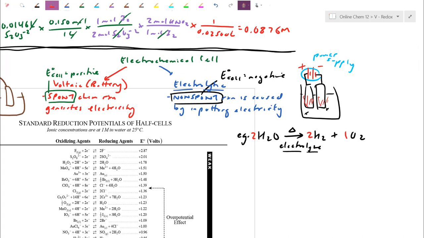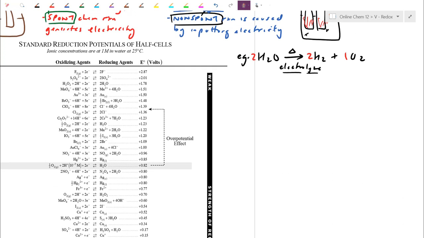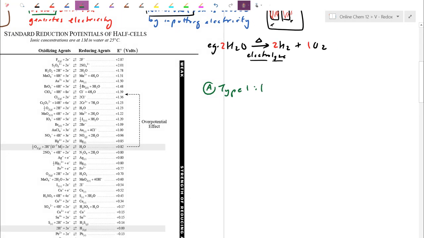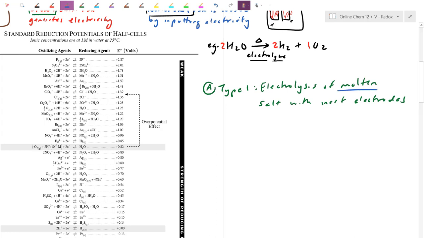Okay. Now we're going to steadily increase difficulty up to that cell. We're going to look at a few different setups here. Starting off with the easiest cell, we'll call this one here a type 1 cell. So let's say a type 1 electrolysis cell. What we're going to be looking at is the electrolysis of what's referred to as a molten salt with inert electrodes. As we step over to type 2 and type 3 cells here, we're slowly going to change things up. The key phrase here for a type 1 cell is we have a molten salt.